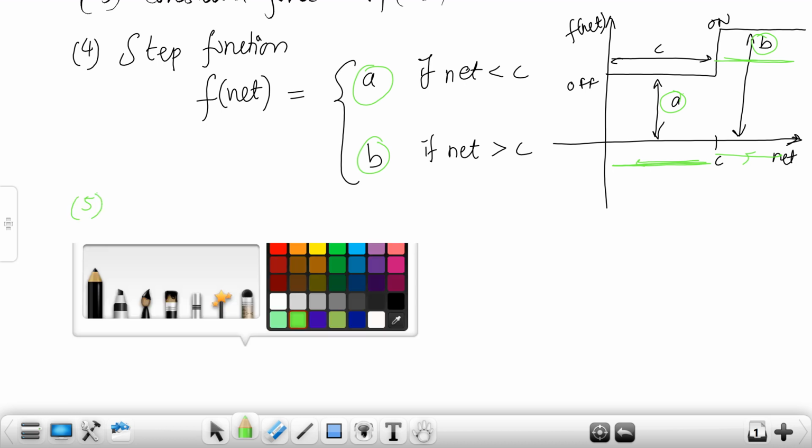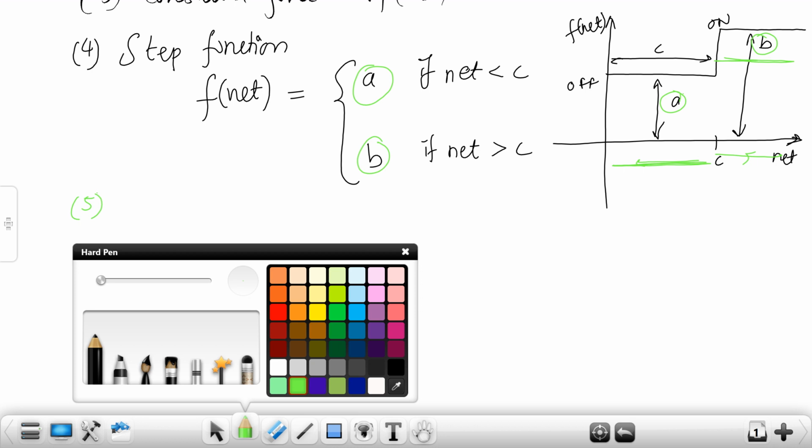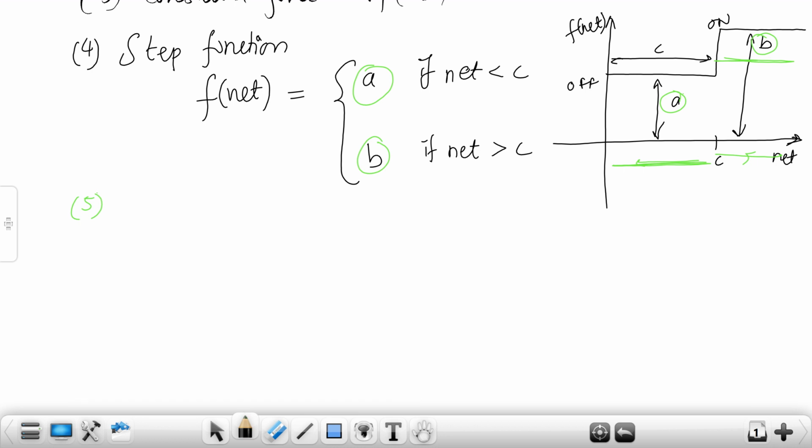Now we'll go to the fifth one, another activation function, that is the ramp function. All of these you can try to recollect from another subject that you had, that is signals and systems in second year. Now how does the ramp function look? F of net equals, what is it? It will also obviously have some values.